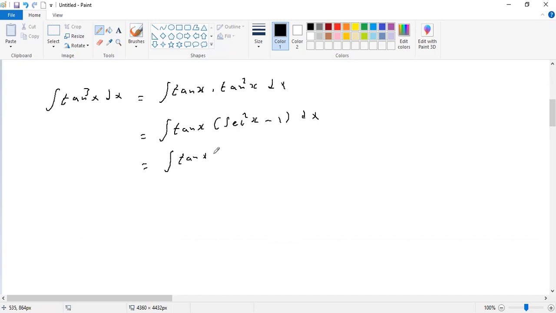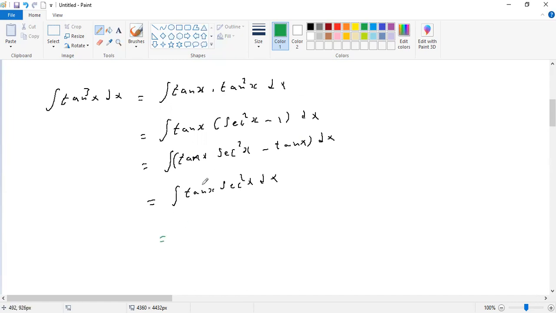So with the integral of tan x secant squared x, the first one, minus tan x. And we can write the integral of each. So the integral of the first one, the integral of tan x secant squared x dx. This is the integral of this one. The first one equals what?